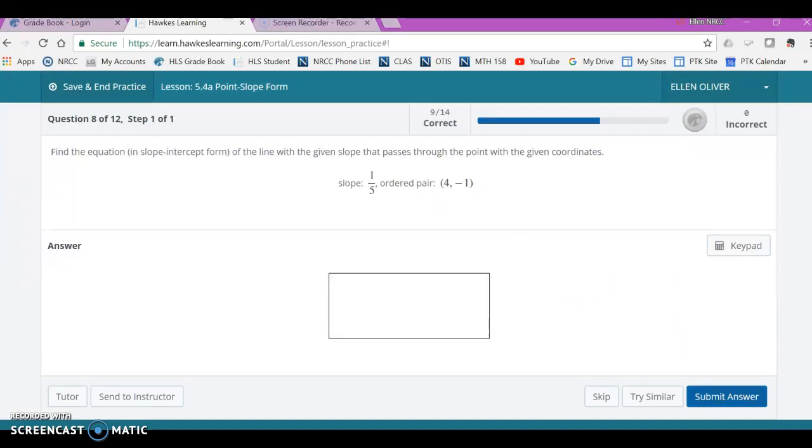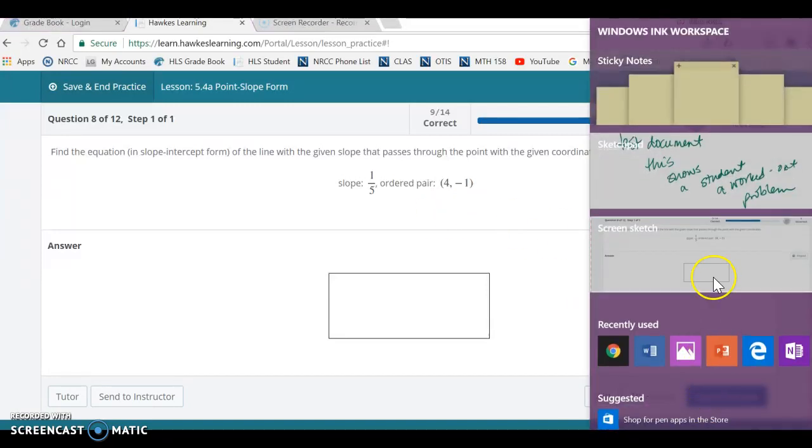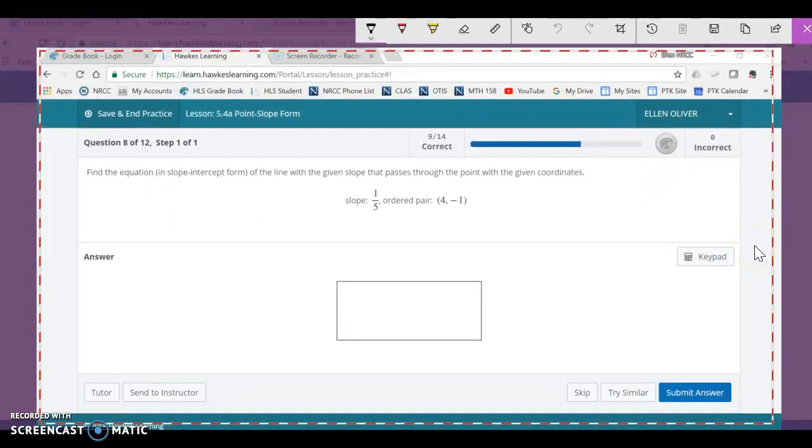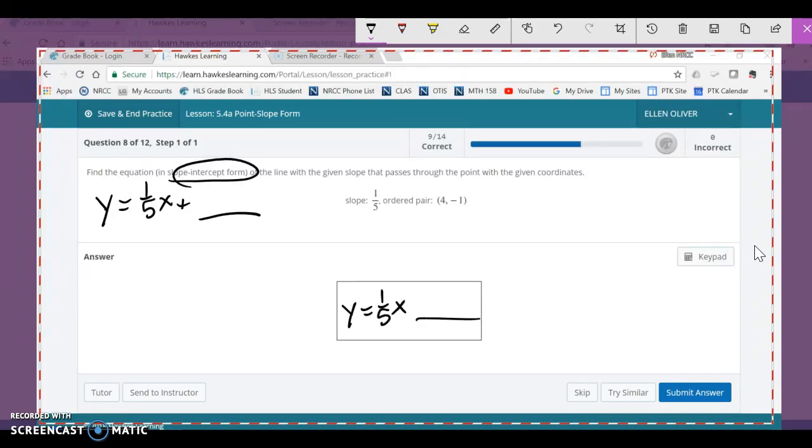All right, so let's do this one. So slope is 1/5. So y equals 1/5 x plus something, right? Because they want it in that slope-intercept form. So I could go ahead and type that in and wait to fill this part in. So this one is where it probably is easier. Well, it's either way. Let's do it the way I said I would do it.